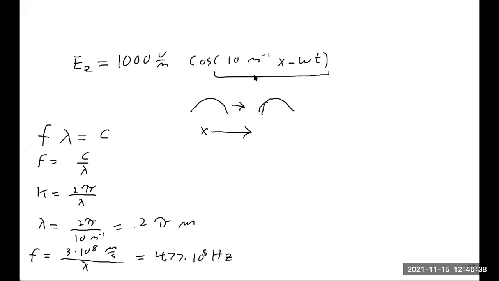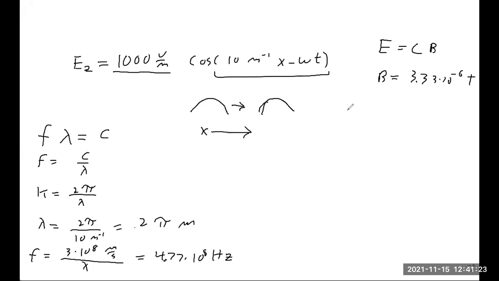For the magnitude, we can get that from the electric field being equal to the speed of light times our magnetic field. The magnetic field then will be 3.3 times 10 to the minus 6 Tesla, because we've got our electric field magnitude right there. And for the direction, the wave travels in the E cross B direction.